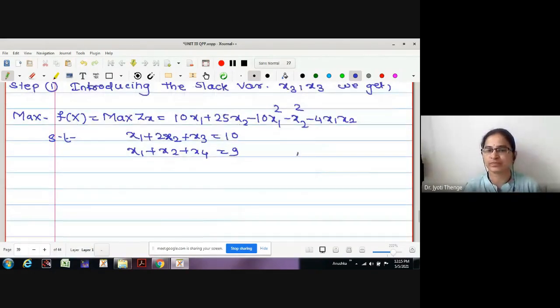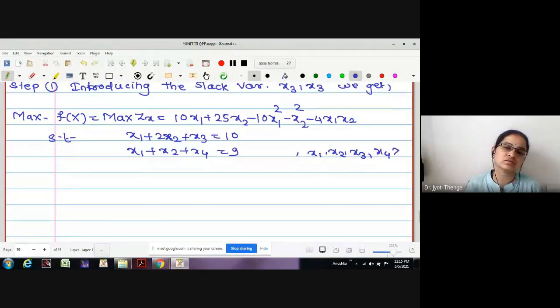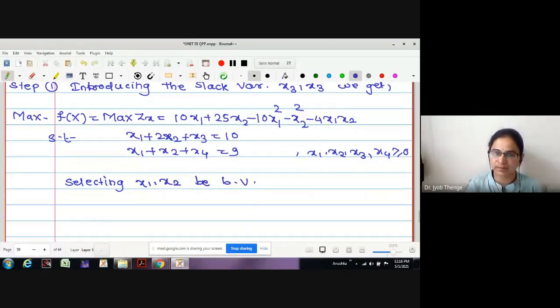Okay. Now what is the job? The next step suggests we select arbitrarily any two variables to be the basic variables. Why were we selecting two? Because we have two constraints. The number of basic variables will be 2. Therefore, here I will write: selecting. Let me select the original variables x1, x2 as basic variables. Then x3, x4 become non-basic variables.